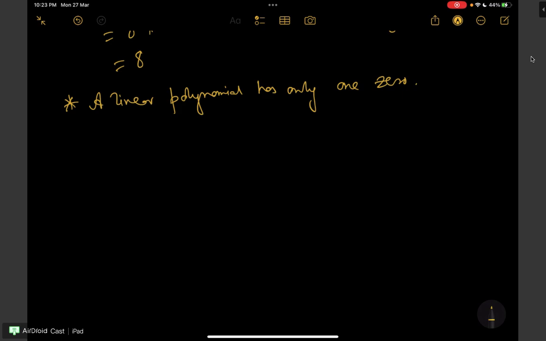Alright, so for example, if I take p(x) = 2x − 3, this is also a linear polynomial. Why? Because the degree of this polynomial is how much? The degree of this polynomial is 1. Now what is the shortcut trick to find out the 0 of a particular polynomial? Now instead of putting the values starting from zeros one after another, we have a shortcut trick also for finding out the 0 of a polynomial.